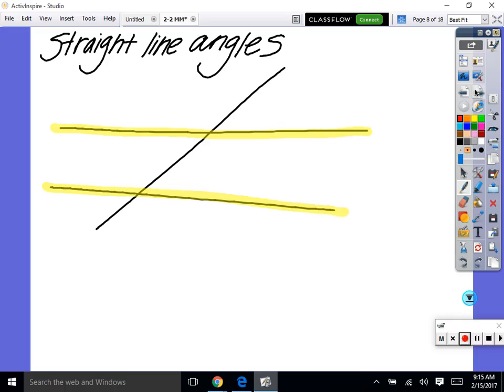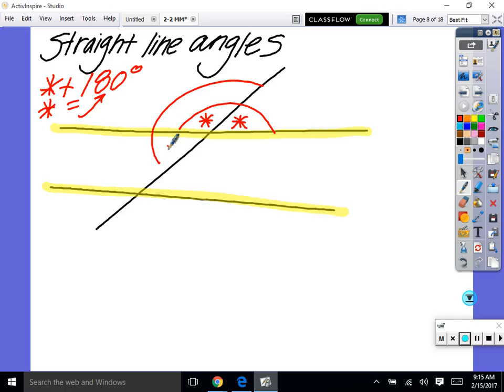Straight line angles. That means they create a straight line. It has to be a straight line in the exact same spot. So aren't these two straight line angles? Yeah. This and this are straight line angles. And what do they do? They add up to be 180. So you'd say star plus star equals 180. So aren't those two straight line angles? How about these two? How about that and that? No! What about those? Right there and right there. Yep, and so on. We can make them bunch.